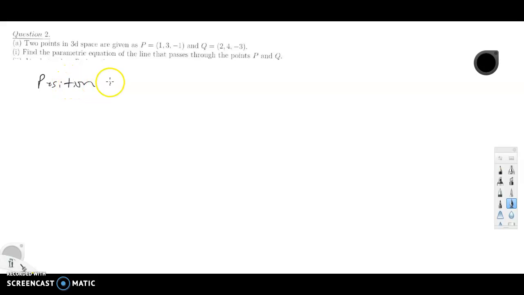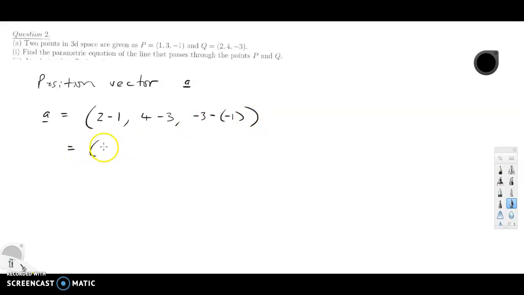Position vector A. And A looks like this. We get the 2 from here, from the first element of Q, and we subtract the first element from P, which is 1. Then we get our 4, our second element, and we subtract the 3, the second element of P. And then we get our minus 3, and we're going to subtract, be careful now, our minus 1.